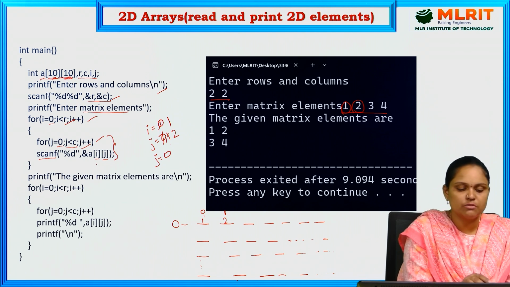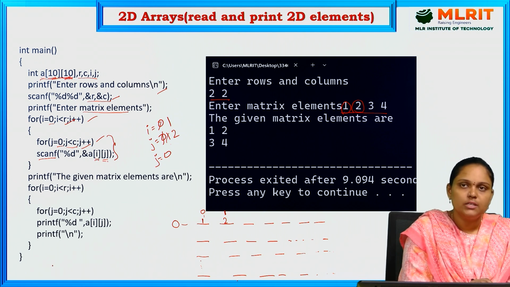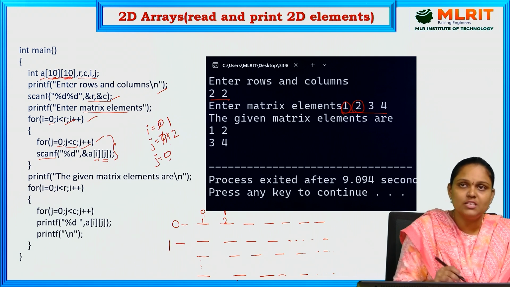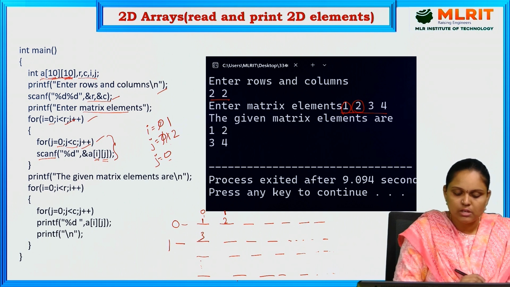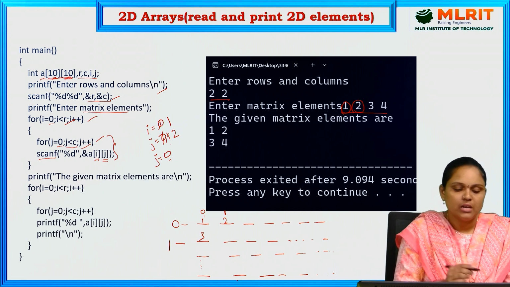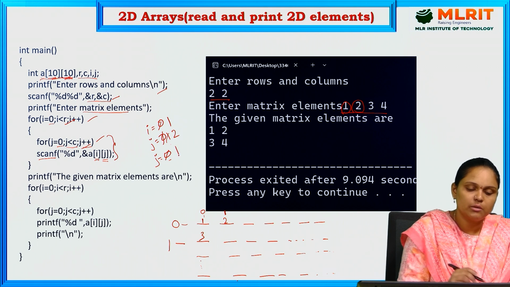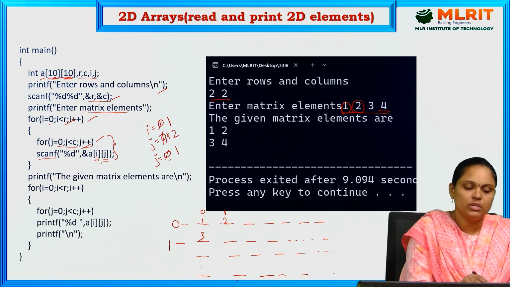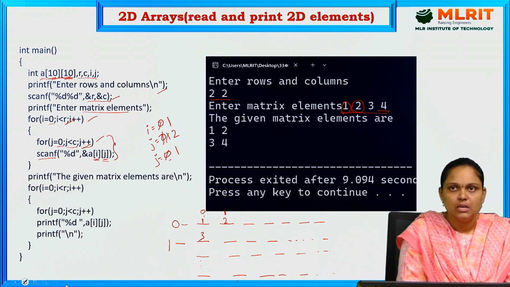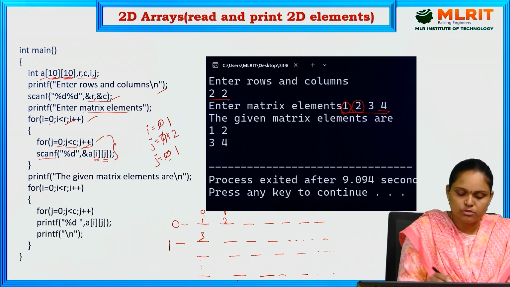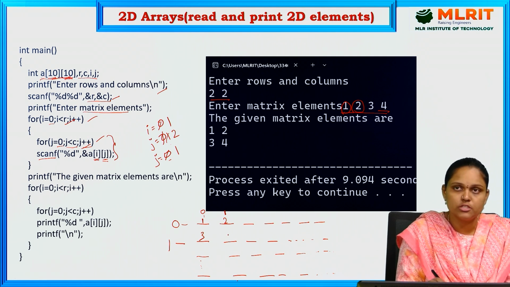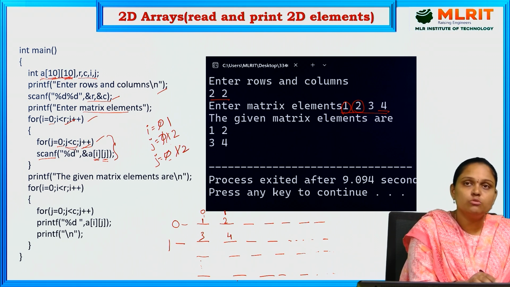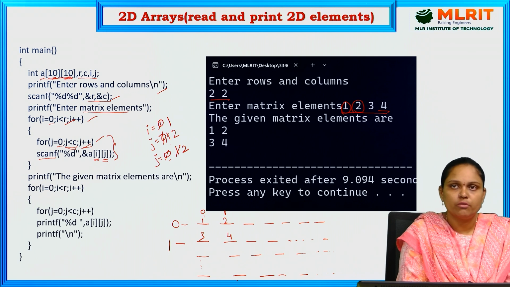So if it is true, the next value will be read at the address of A[i][j]. The i value is 1, which means the first row, and j value is 0, which means the 0th column. So the next value, the third value, will be read in the first row and 0th column. And next the j value is incremented, so j will be equal to 1. So the next value, that is 4, will be read and stored at the address of A[i][j]. i is 1 and j is 1. So in the first row and first column, the value 4 will be stored. And next j will be equal to 2 and here the condition 2 less than 2 will be false, and we are coming out of the inner for loop.